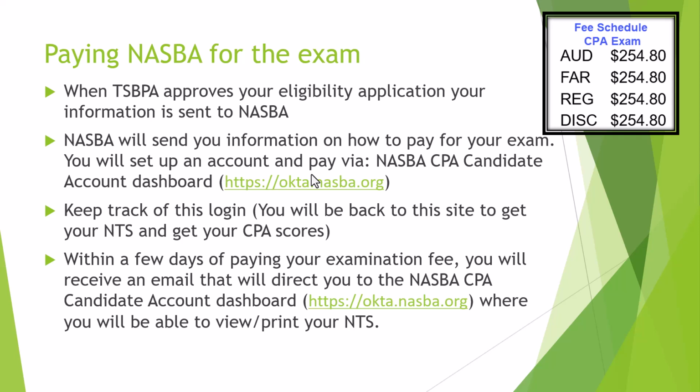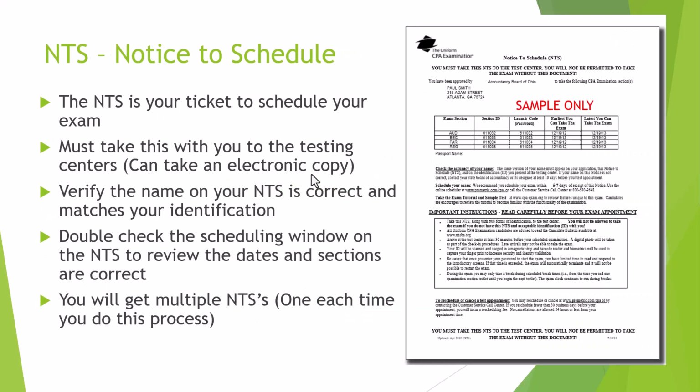The prices for the exam tend to change, so it could go up or it could go down. But you'll go to the NASBA website, and this is where you will create another login to a different candidate portal, and you will pay NASBA the fee for the parts of the exam that you had selected. NASBA will then generate for you what's known as a notice to schedule. The notice to schedule is essentially your ticket into the Prometric Testing Center and allows you to take your exam. This is what you will take with you on your actual testing day.